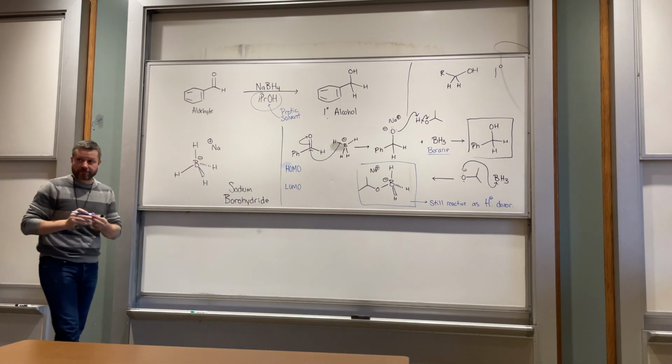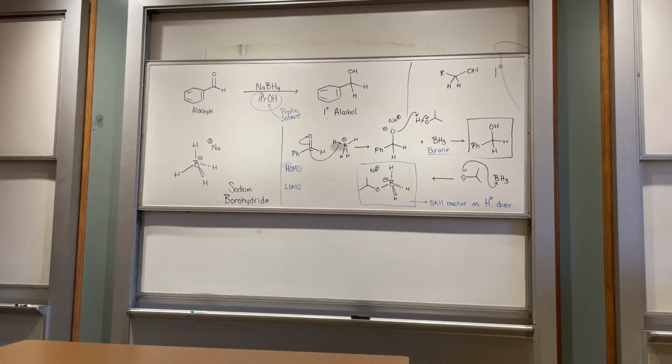Right, so let's focus on the first step of this mechanism. We're going to talk about how these molecules are interacting, or what orbitals are overlapping, and take a little closer look at sodium borohydride as a reagent. So when we look at the first step of this mechanism, what is the HOMO and the LUMO, according to the way that we drew our arrows anyway?